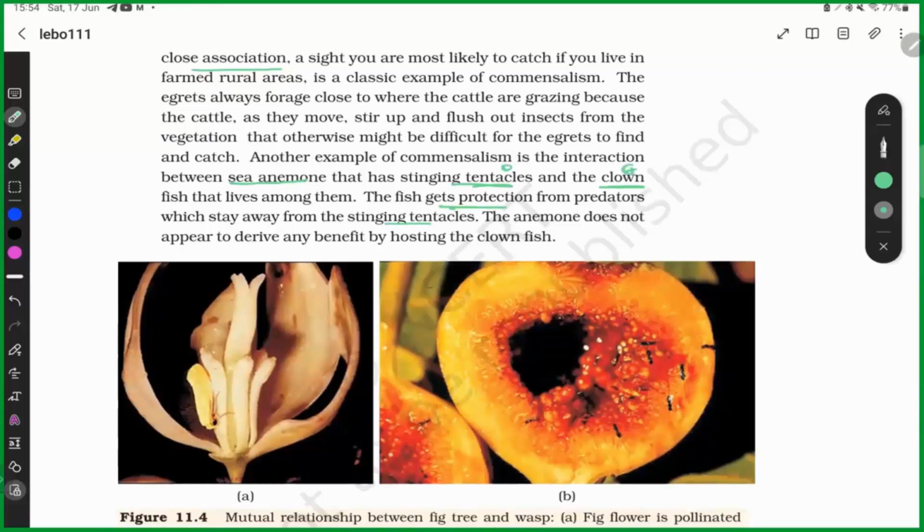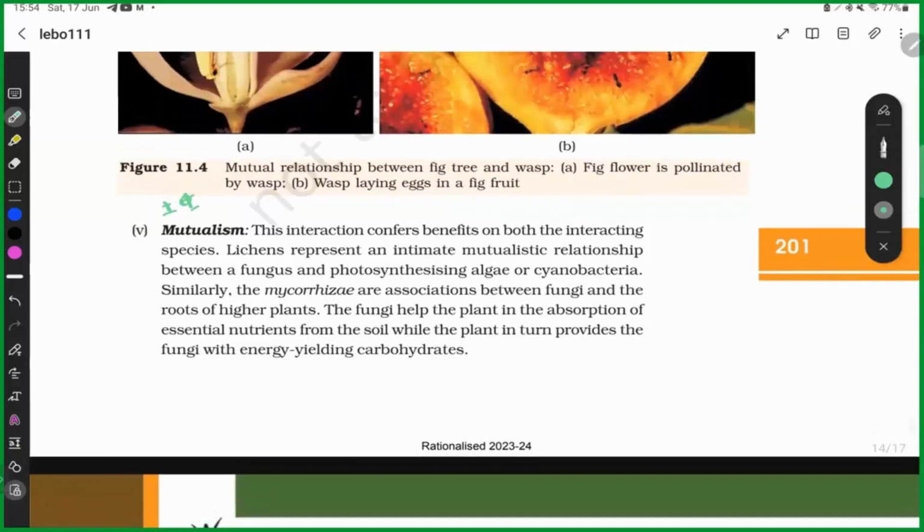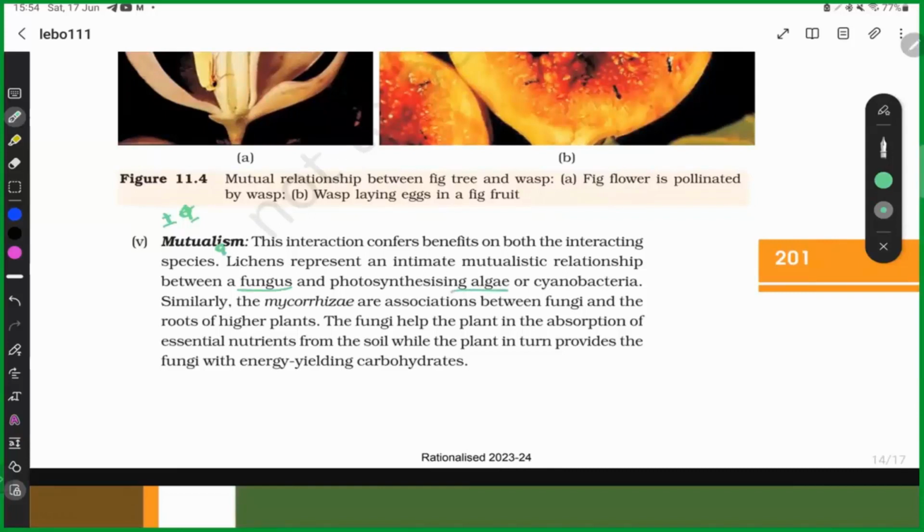Another one is mutualism, where both are positive. Both species are benefited. The interaction confers benefit on both the interacting species. Another example is lichen, a fungus and an alga. Mycorrhizae are associations between fungi and the roots of higher plants.